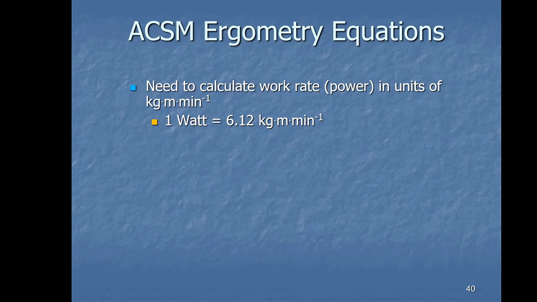All right, the cycling equation, we'll call it the leg ergometry equation, is a little bit different. So you have to calculate work rate or power in units of kilogram meters per minute. And sometimes power is given in watts. Watts will not go into these equations, so you would have to convert it to kilogram meters per minute. Here's the conversion. So 1 watt is equal to 6.12 kilogram meters per minute.